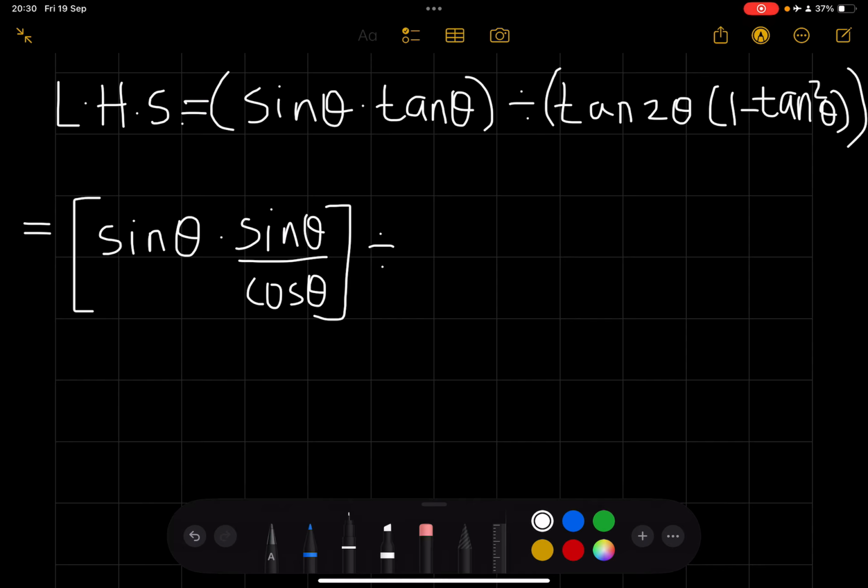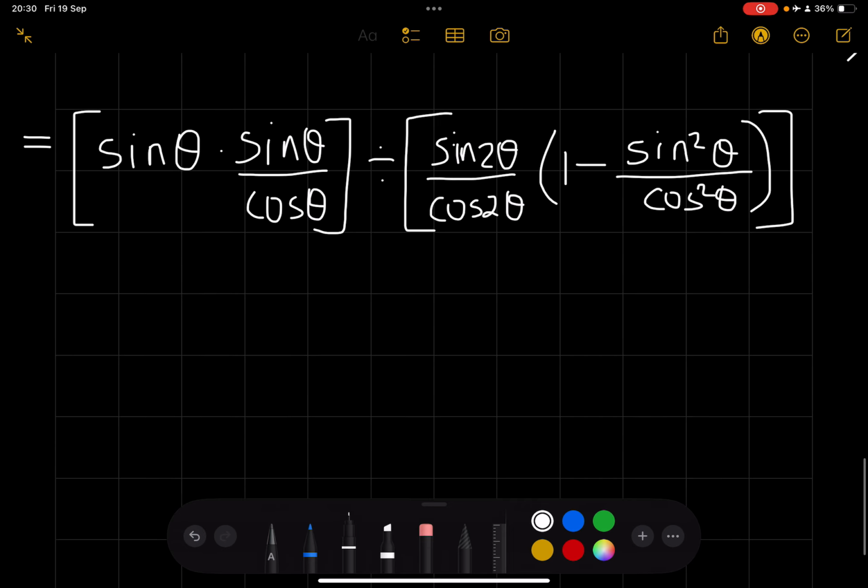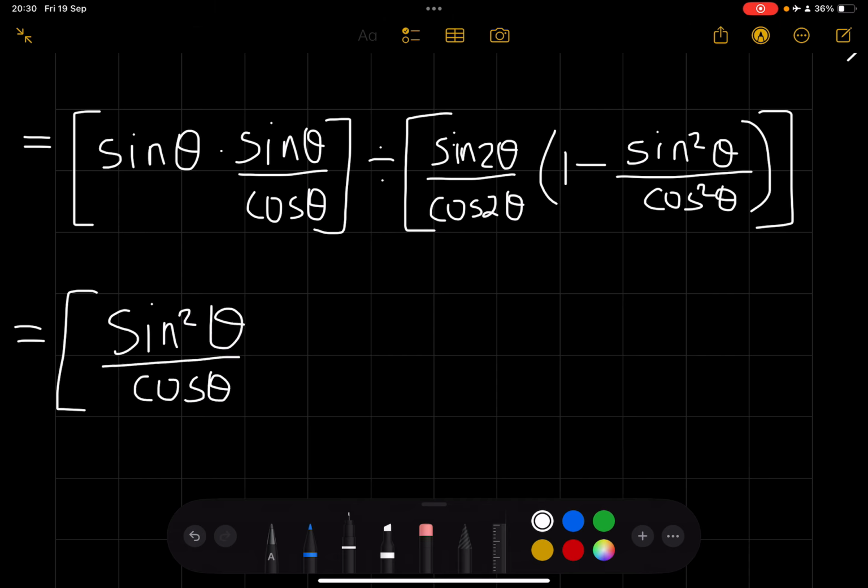Then divided by tan 2 theta will change into sine of 2 theta divided by cos of 2 theta. Then in bracket, we're going to have 1 minus tan squared will change into sine squared of theta over cos squared of theta. Then we close. And then the first bracket simplifies to sine squared theta over cos theta, because sine times sine is sine squared. And then we're going to divide this by the sine 2 theta.